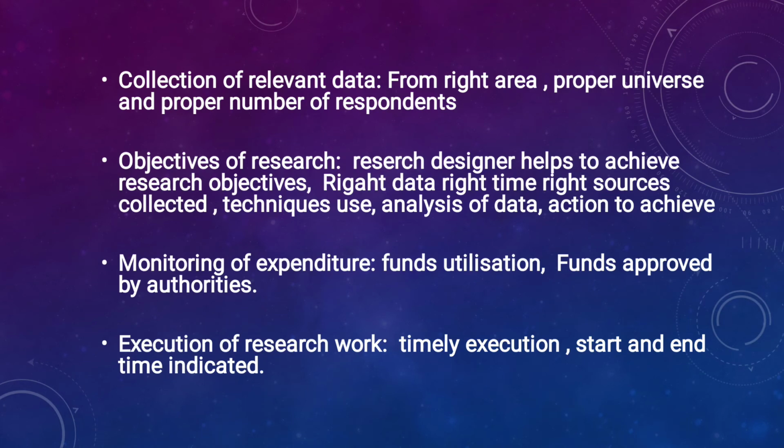Next thing is what? Monitoring of expenditure. Now see, normally whenever we are going to do any activity, we have to spend money. So in research also we have to spend some funds. All those funds should be utilized in a proper manner, so that the fund should not be wasted. Now from where we get the funds? From the authorities. They are going to approve the fund for the research purpose. Suppose in a company you are going to do it, the higher authority is going to give permission for that particular expenditure. So that's what they are saying here, we have to monitor our expenditure.